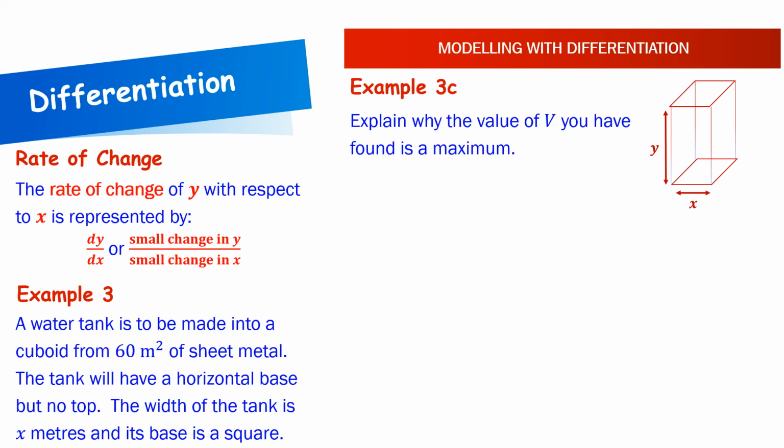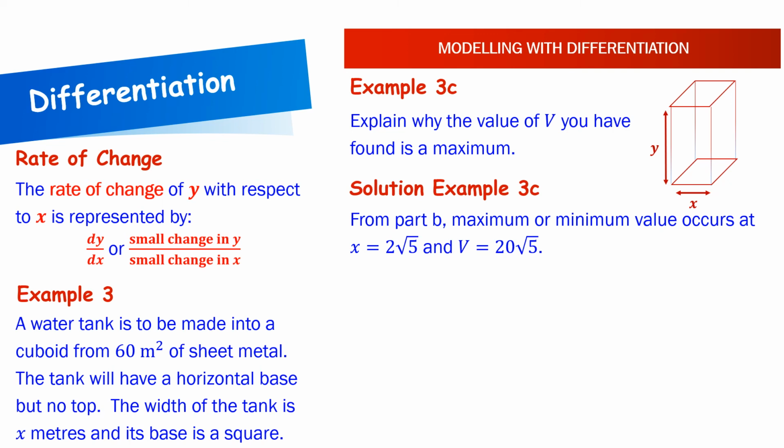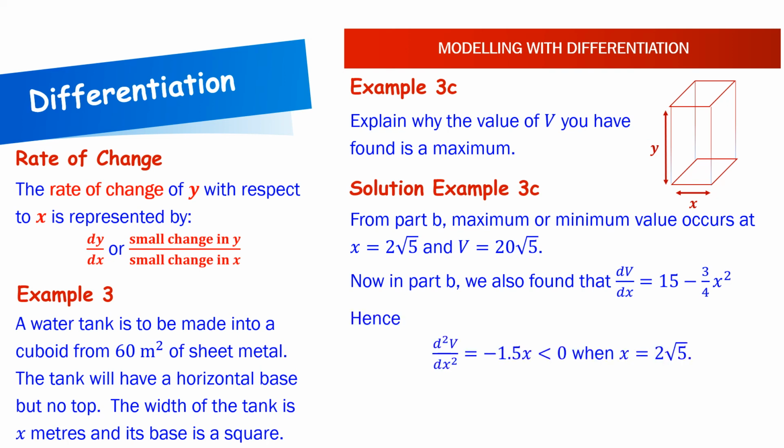And finally, let's solve example 3c. We are required to explain why the value we have found for V is a maximum. So let's solve this. From part B, the maximum or minimum value occurs at x equals 2 root 5 and V equals 20 root 5. In part B, we also found that dV/dx equals 15 minus 3 over 4 x squared. So if we differentiate this again, we obtain d2V/dx squared equals minus 1.5x.